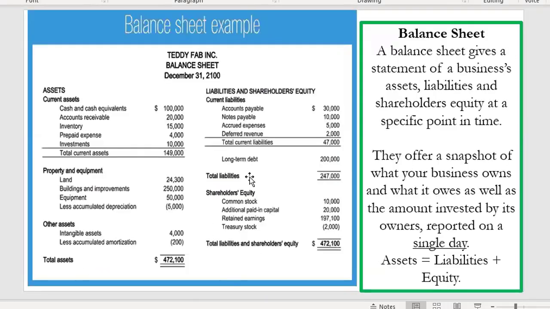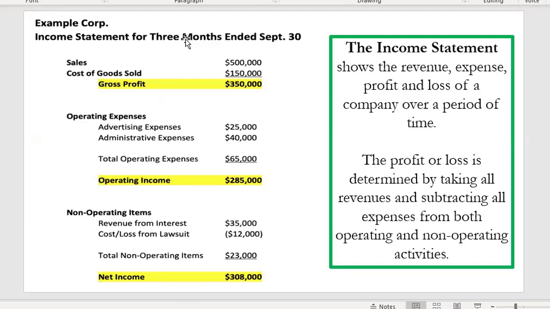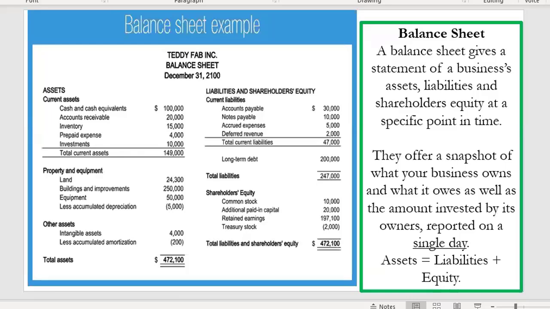All right, this is an example of the balance sheet. And you see that the income statement talks about 3 months ended September 30. So an income statement is usually for a stretch of time, whether that's a quarter or a year. But the balance sheet just gives you a specific point in time. So it will be reported on a particular day. And you see here in this question, we have December 31st, 2100.